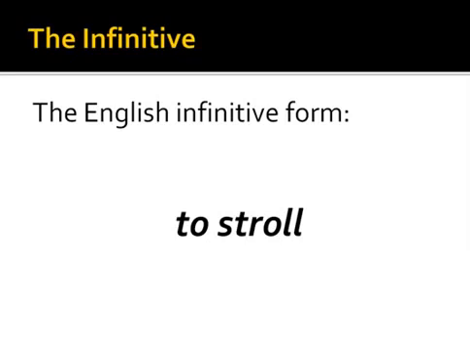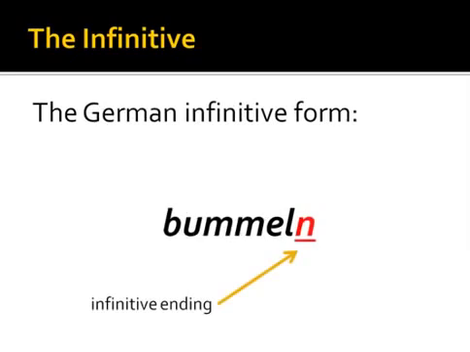Now German has that same concept. German also has an infinitive form. Let's look at the same verb, to stroll, but in German. That would be bummeln. Now you'll notice first thing off that there is no to. German doesn't require two components to make an infinitive form. Instead, what German has is what it calls an infinitive ending on the verb. Here you'll see it's underlined in red.